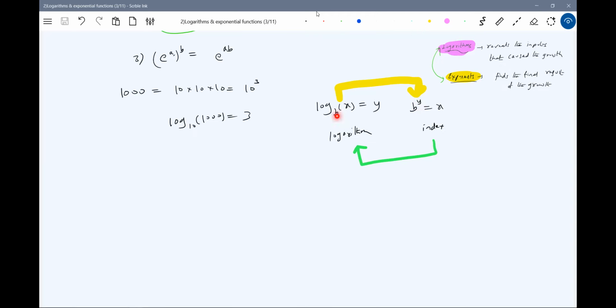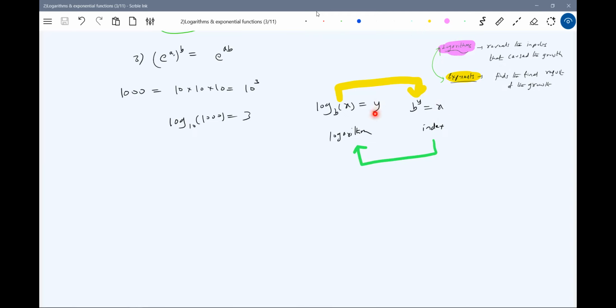So the logarithm, as it said, reveals the inputs that caused the growth. So it's like b to the power of y equal to x that reveals the inputs that cause the growth. What about the exponent? It finds the final result of the growth. So what is the growth? As I vary y, as I increase the value of y, the x will change. The x is the growth, no?